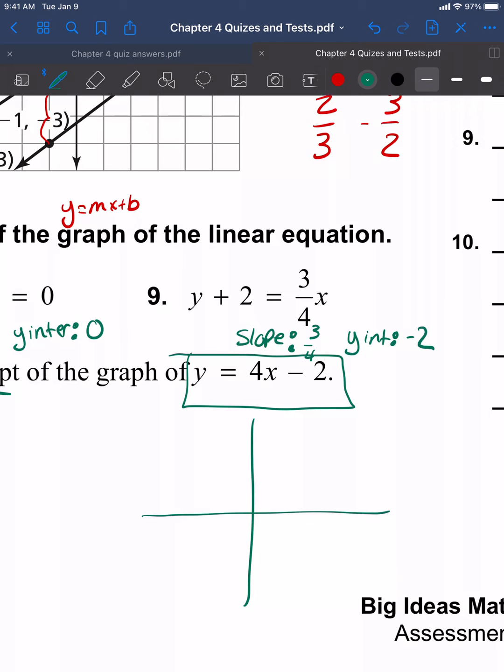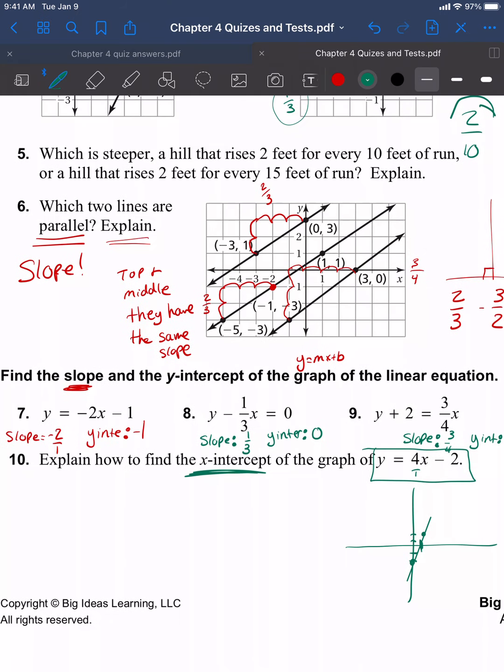You always start at the y-intercept. So go down 2. What's my slope? 4 over 1. So we're going to go up 4 over 1. Did it already go through the x-intercept? Yeah. And if I could draw correctly, where's it going through? 1. Okay? So how could you find the x-intercept? X equals 1. I graphed it. And then, boop, there it is.